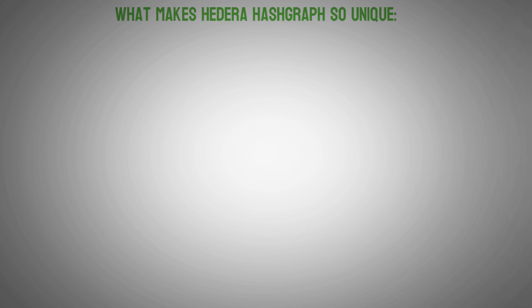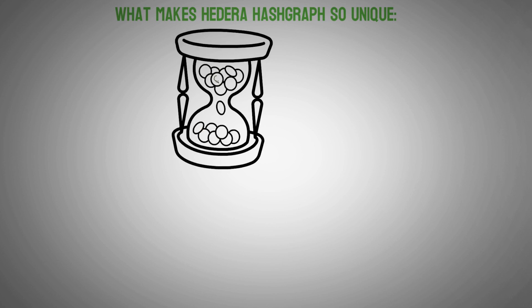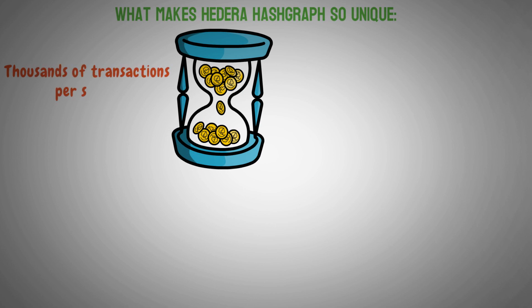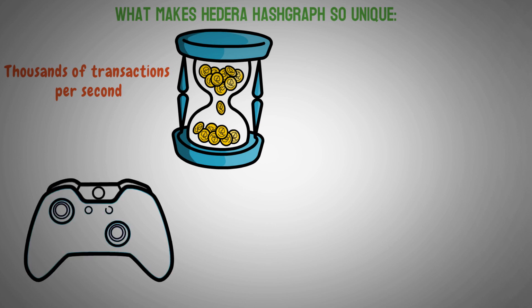What makes Hedera Hashgraph so unique? One of the key benefits of Hedera Hashgraph is its speed. The Hedera network can process thousands of transactions per second, making it one of the fastest DLTs in the market. This makes it ideal for real-time applications, such as micropayments and gaming.